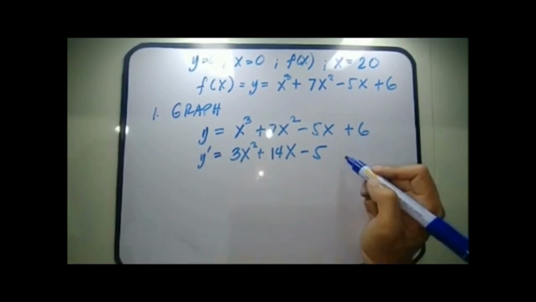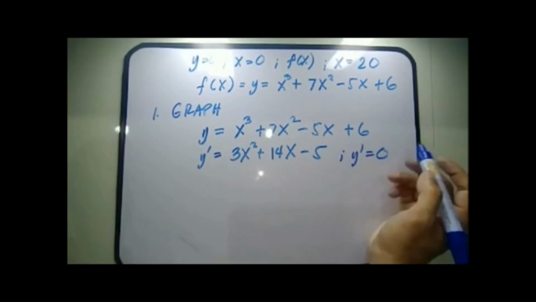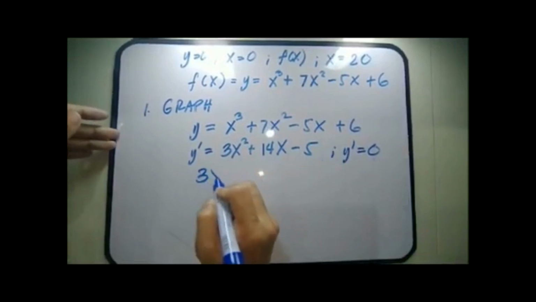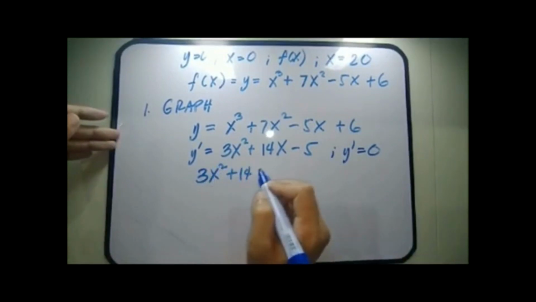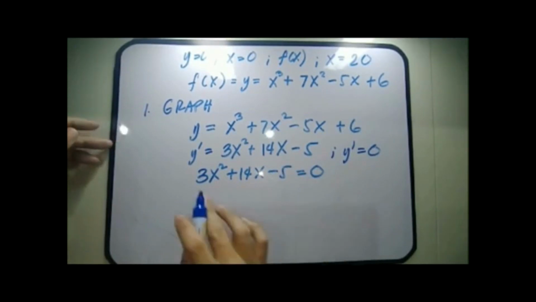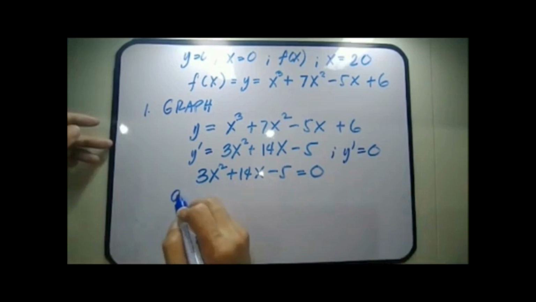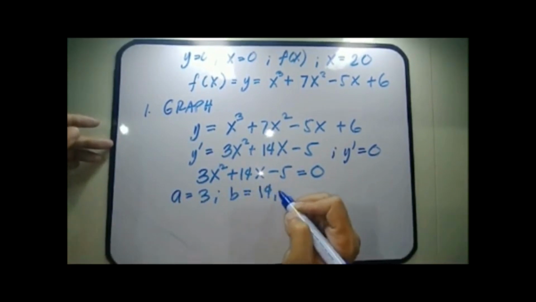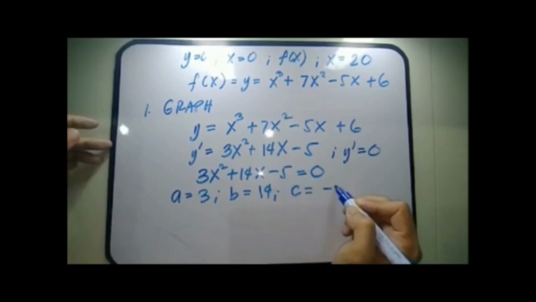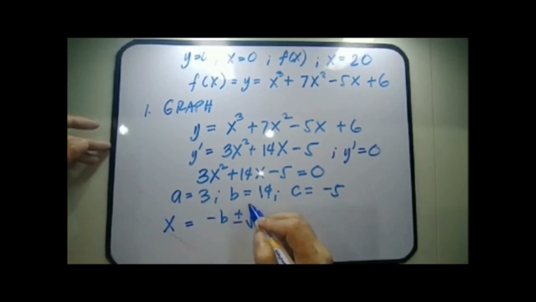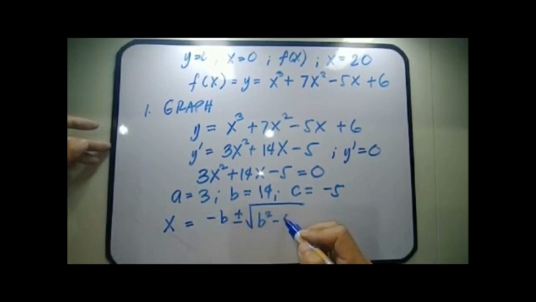Now we equate y prime to 0 to get the critical points. You have here 3x squared plus 14x minus 5 equals 0. So we can conclude here that we have two roots. So yung two roots na yun, those are the critical points. So you have here, the coefficient A is 3, B is 14, and C is negative 5. So we can use our quadratic formula. Or simplest way to solve this is use your calculator, that is mode equation.